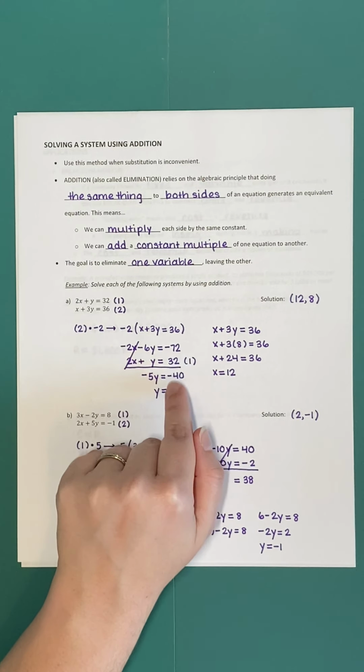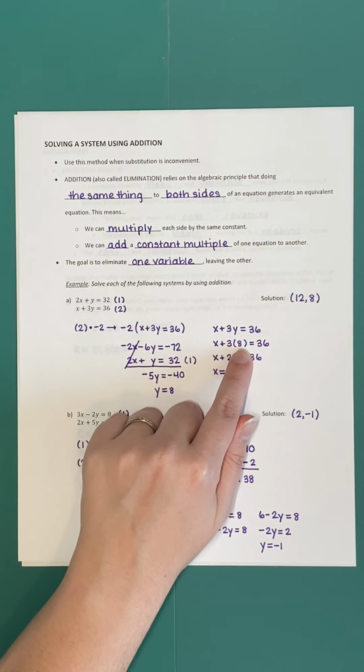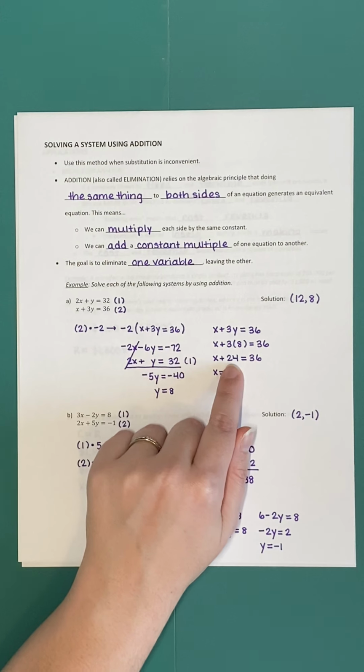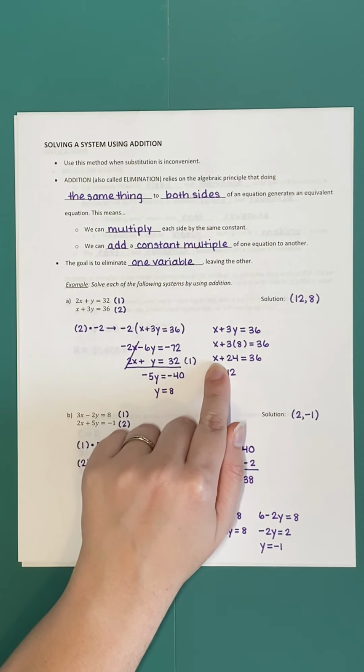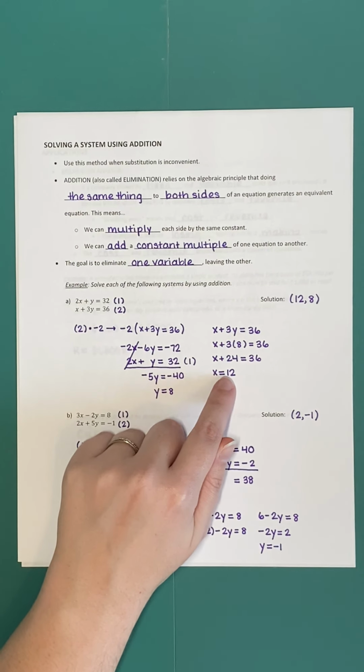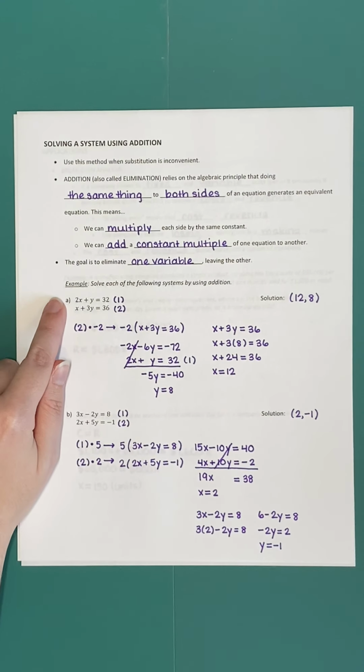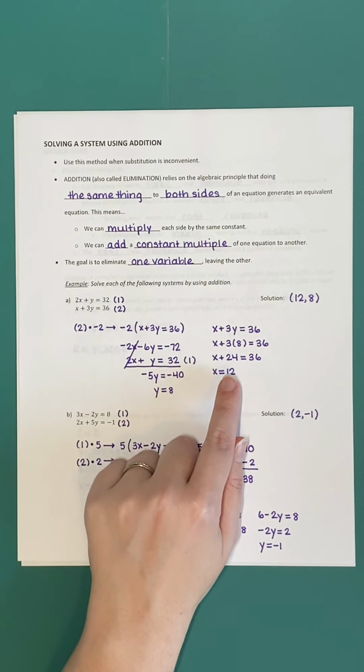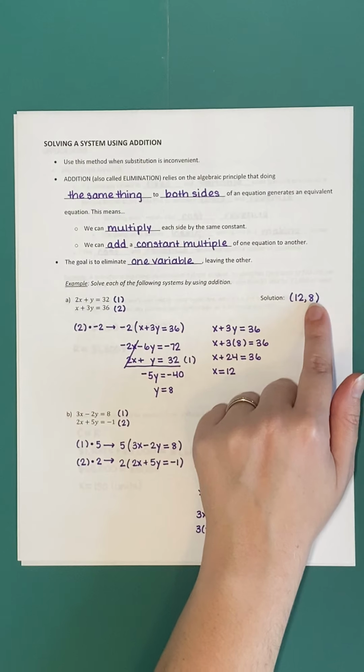So x plus 3y is equal to 36. So x plus 3 times our y value, which is 8. 3 times 8 simplifies to 24. So in order to isolate our x, solve for it, we want to subtract a 24 and move it over, which is going to give us x is equal to 12. So the unique solution to this system is going to be the ordered pair 12, 8.